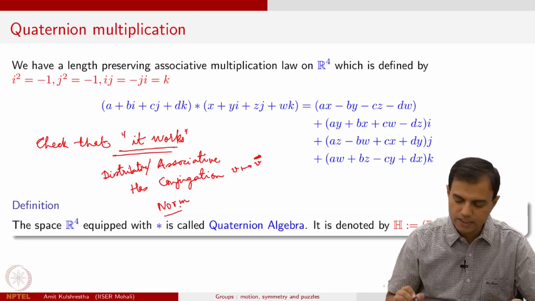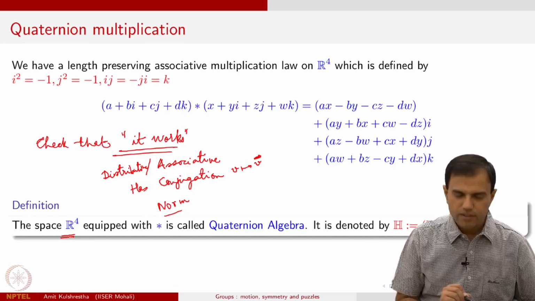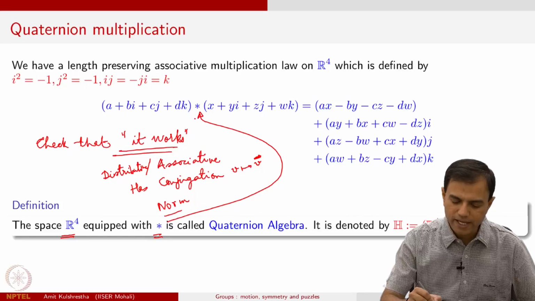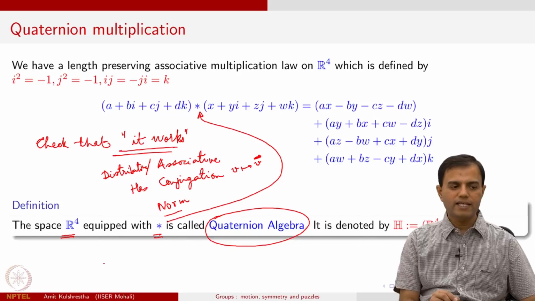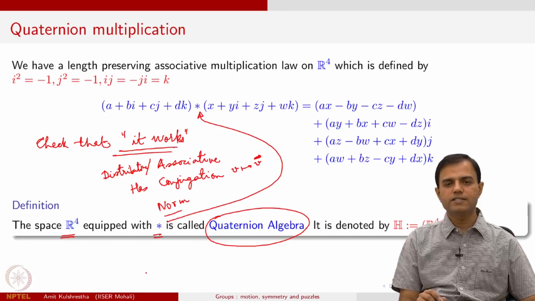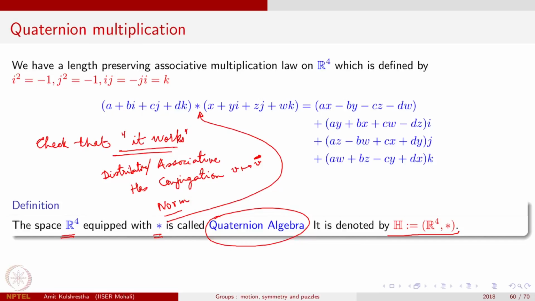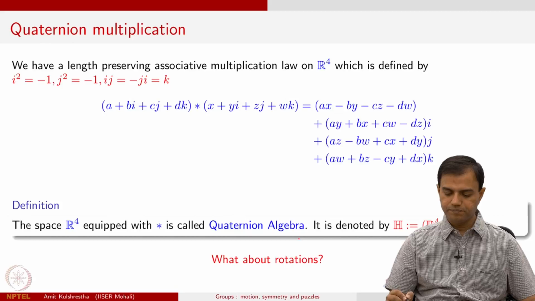So the space R4, the four dimensional space which is equipped with this operation, this way of multiplying vectors, is called quaternion algebra. And as we are going to see in a few minutes, quaternion algebra is going to be quite handy while understanding rotations. So quaternion algebra is denoted by H, in honor of Hamilton, as a four-dimensional space with this operation. So let's see what kind of things can we achieve by all this, and can we actually answer our original question, which was about rotations.